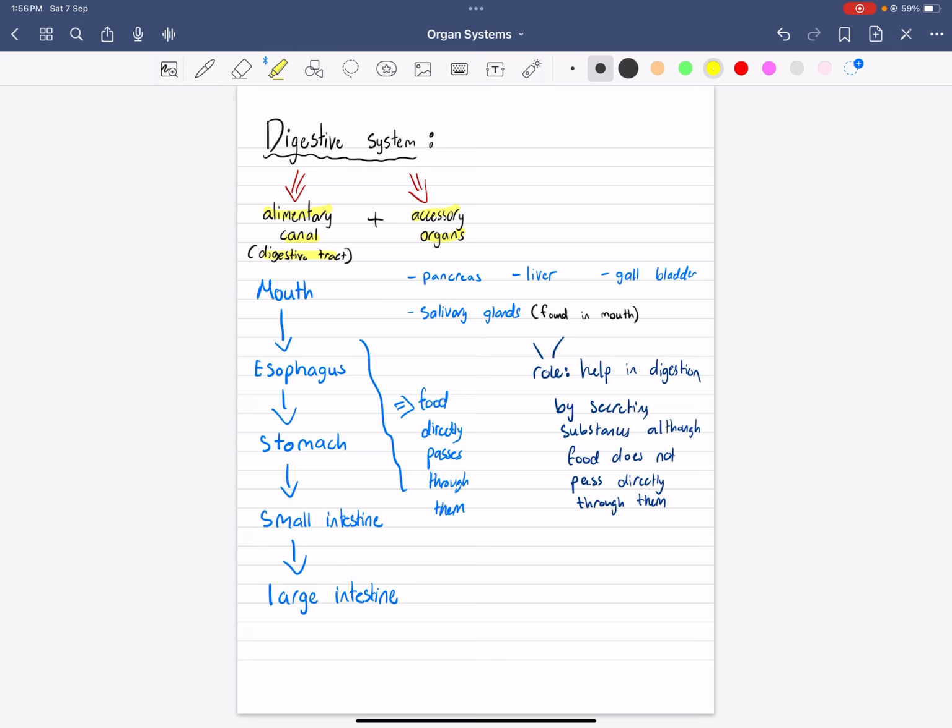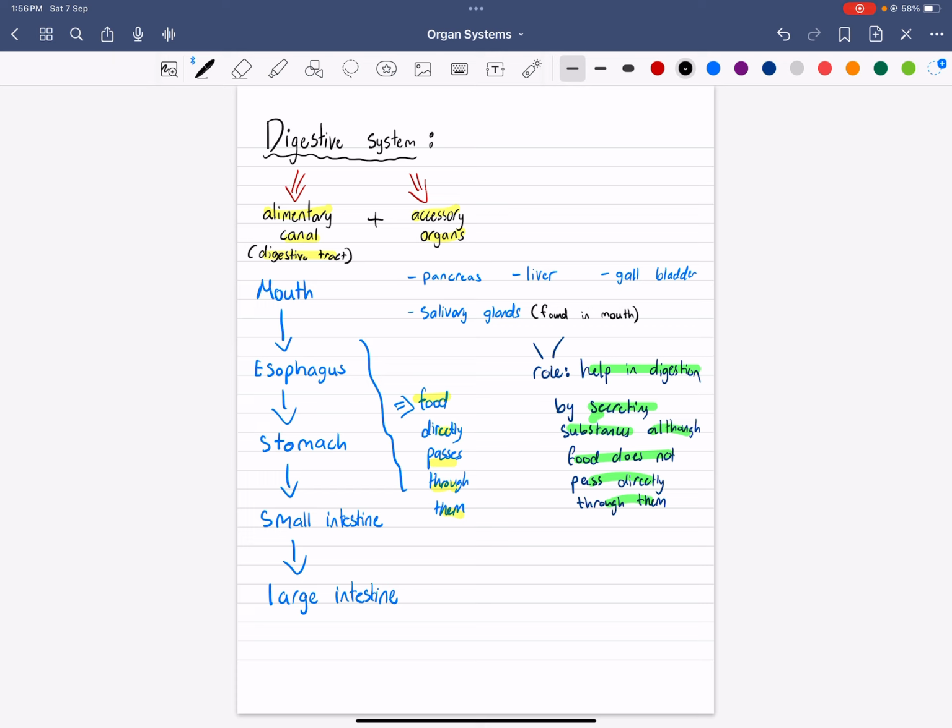Before we look at the organs that constitute the alimentary canal, what distinguishes them from the accessory organs is that in the alimentary canal, food directly passes through them. However, the accessory organs just help in digestion. How do they do that? They do that by secreting substances, although food does not pass directly through them. So in the alimentary canal, food directly passes through them, and in the accessory organs, food does not. This is just a big overview, and then we're going to be looking at the details later on in the video.